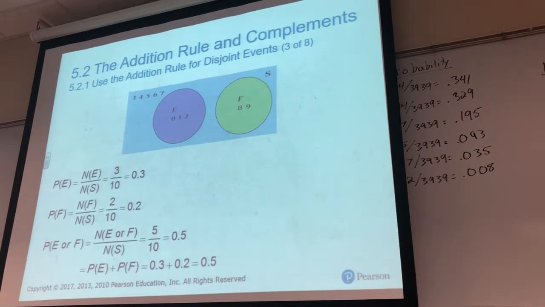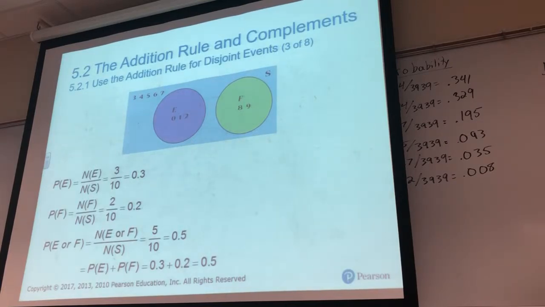Okay, and then what you'll notice is here, if you count up, we've got 5 numbers altogether out of 10. So this one's easy to see because it's all out of 10. But if your numbers were a little bit bigger, you could notice that if you take this probability here and this probability here, add them together, and you should get 0.5.